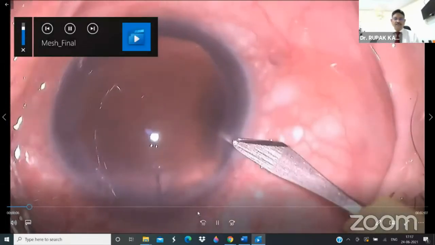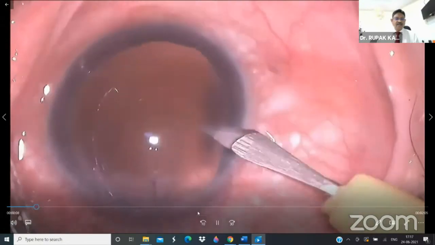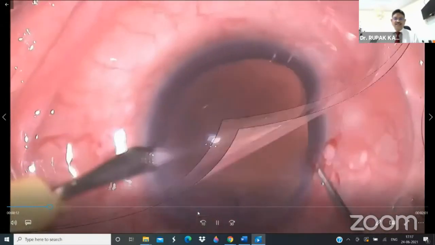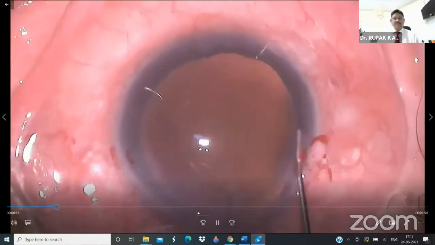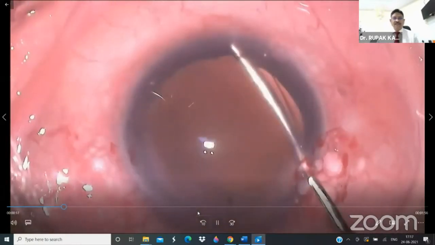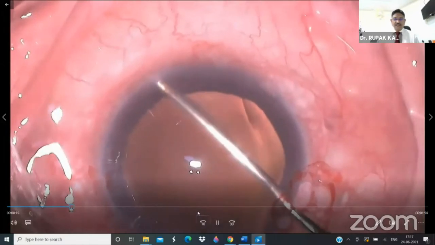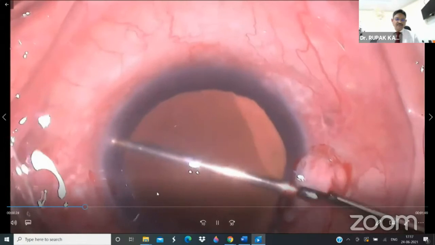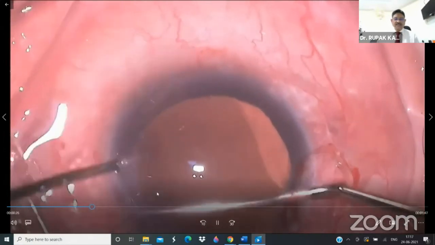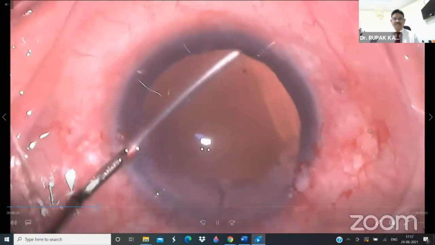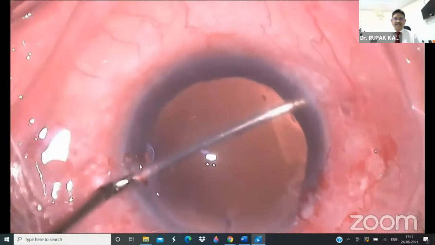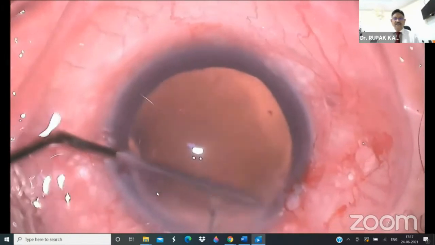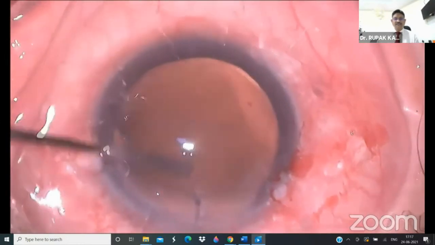So two side entries have been made on both sides, and then with the help of a spatula, this is the residual, the minimum amount of iris was also there. You can see this oil bubble is moving back as you separate it manually. The same technique has been done for the other side, and similarly we have done it from the other side.